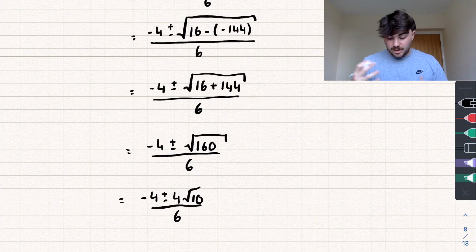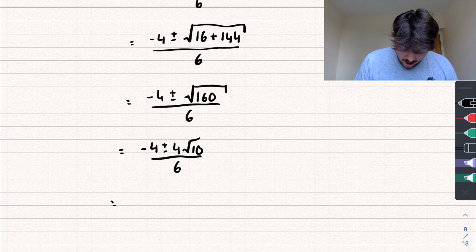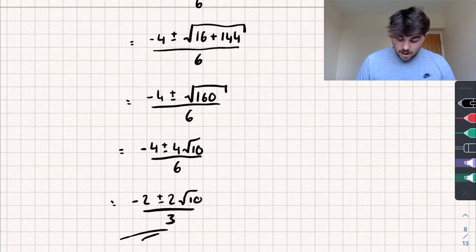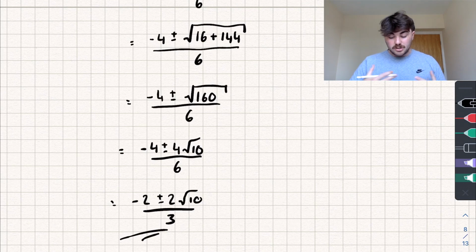And again, we could simplify this a little bit more if we wanted. We could divide the numerator and denominator through by 2, and if we do that, we're going to get negative 2 plus or minus 2 root 10 over 3. And those are our two solutions to this quadratic equation. x equals negative 2 plus 2 root 10 over 3, or negative 2 subtract 2 root 10 over 3.